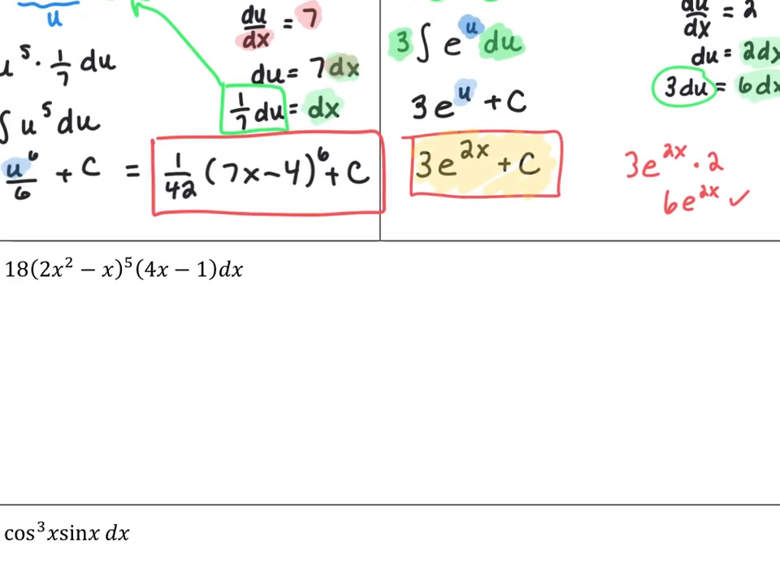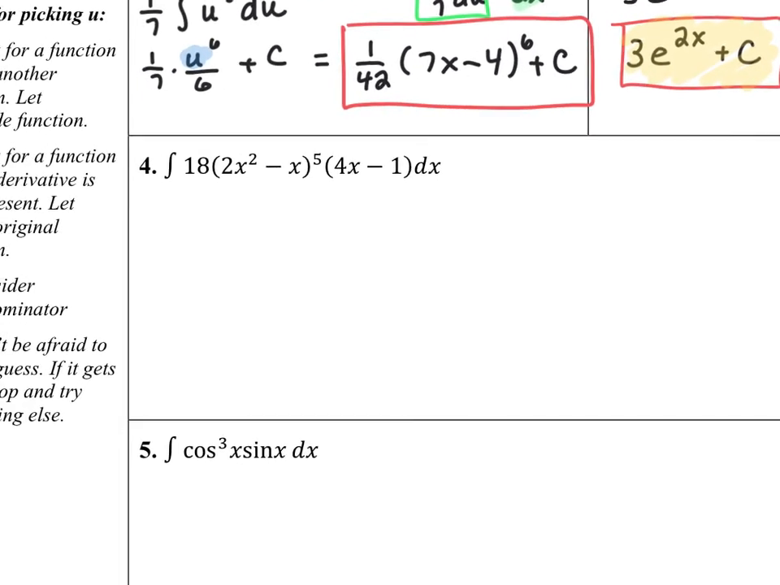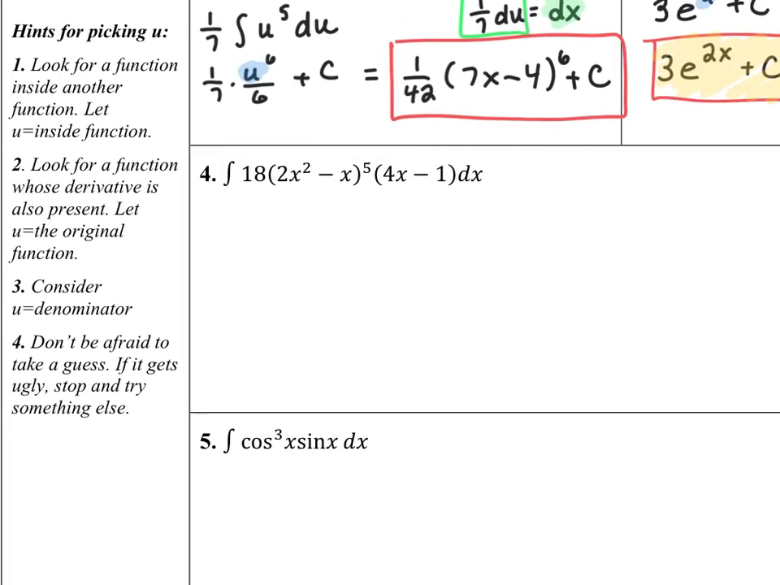Question number 4 looks complicated until you analyze what's going on, and then it's pretty cool. So I look at this, and it looks like a very complicated integrand. I do see that this 2x squared minus x is inside of that fifth power function. So let me let that equal my u. This part of the problem is all pretty standard.